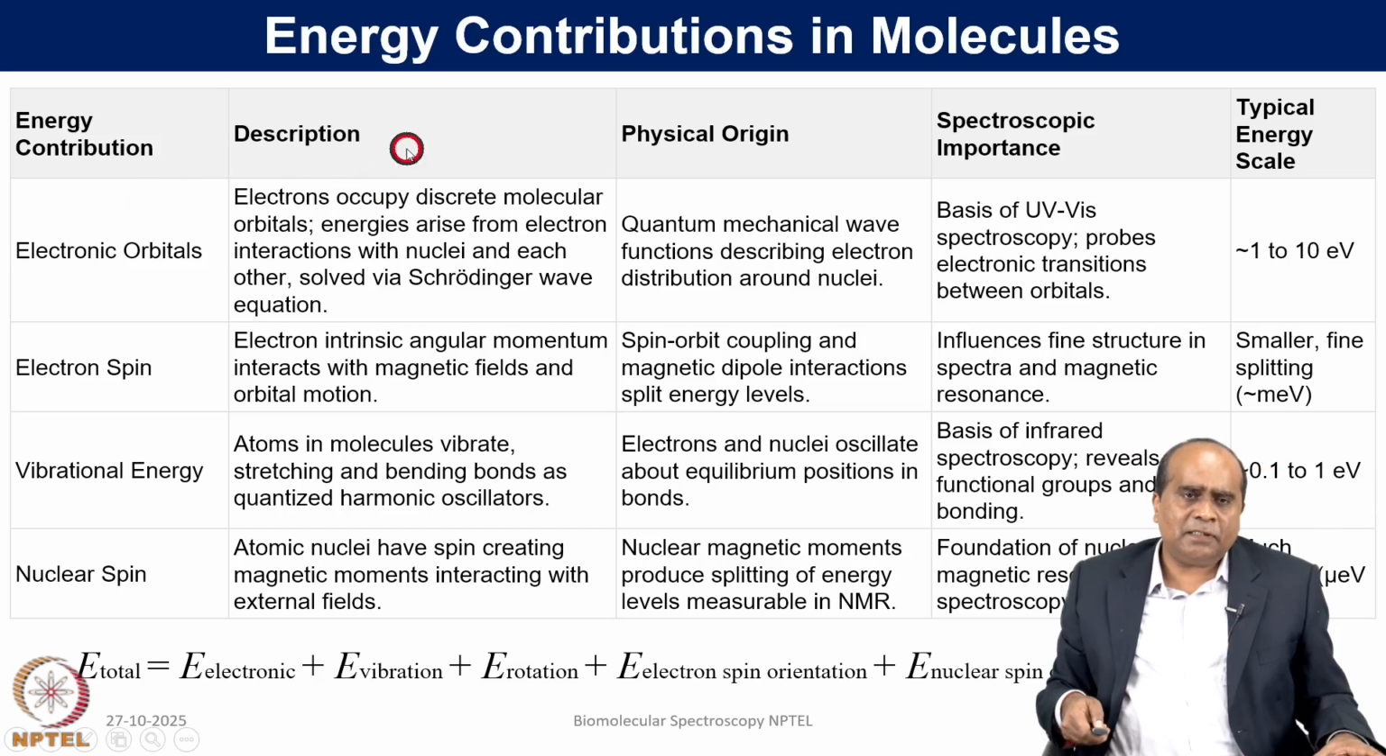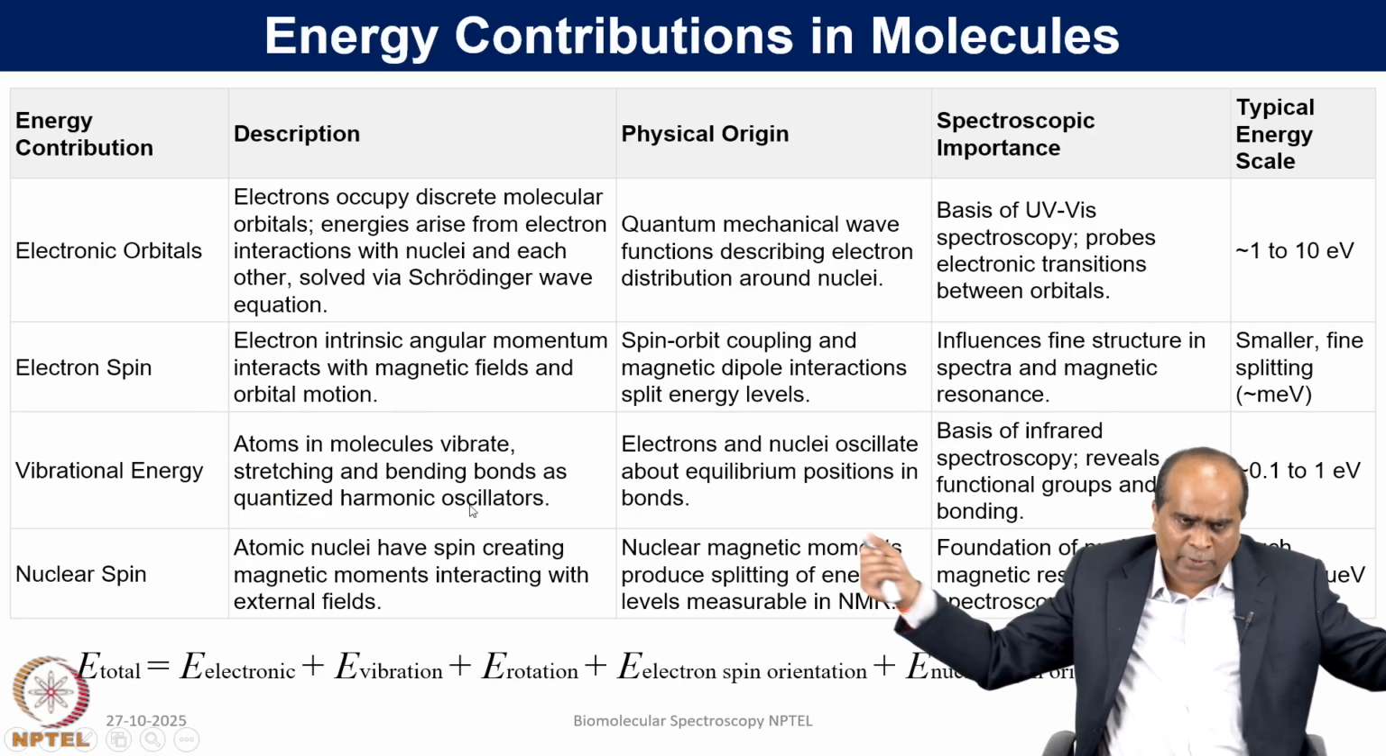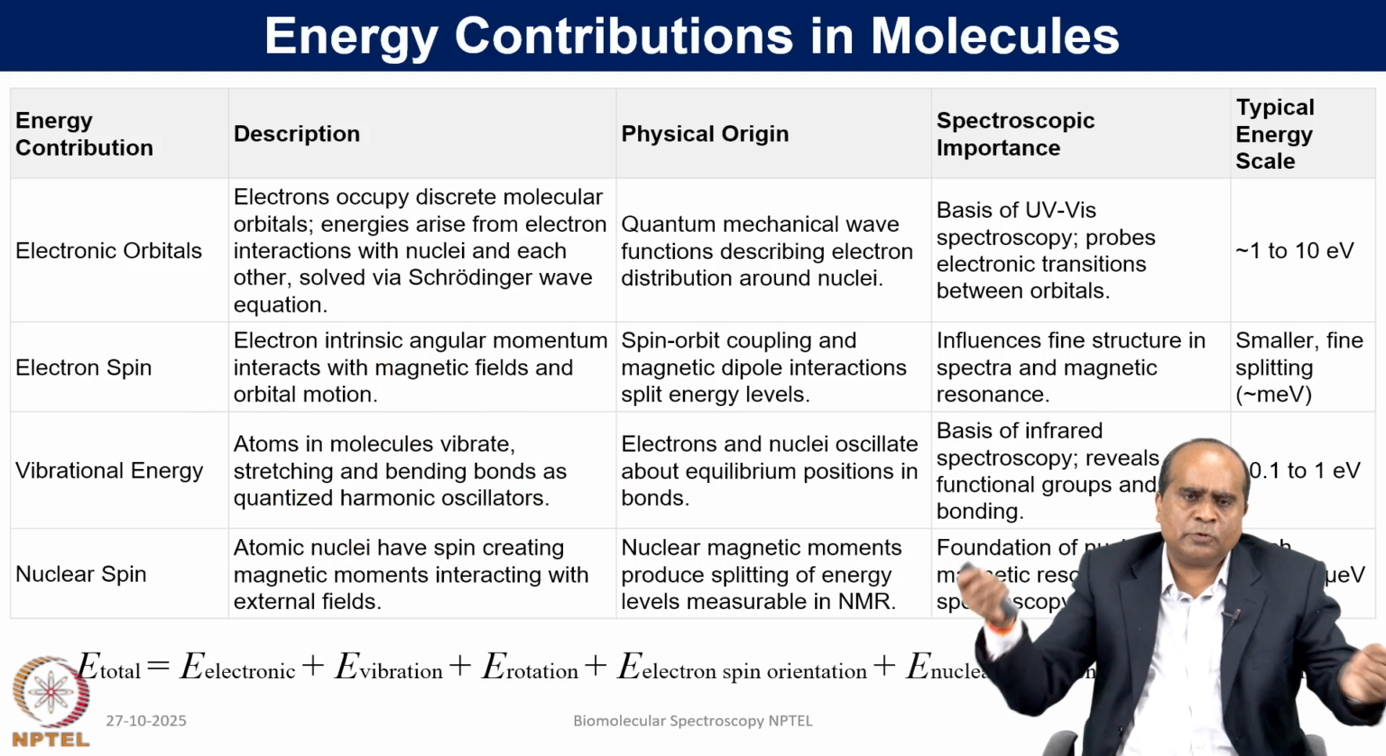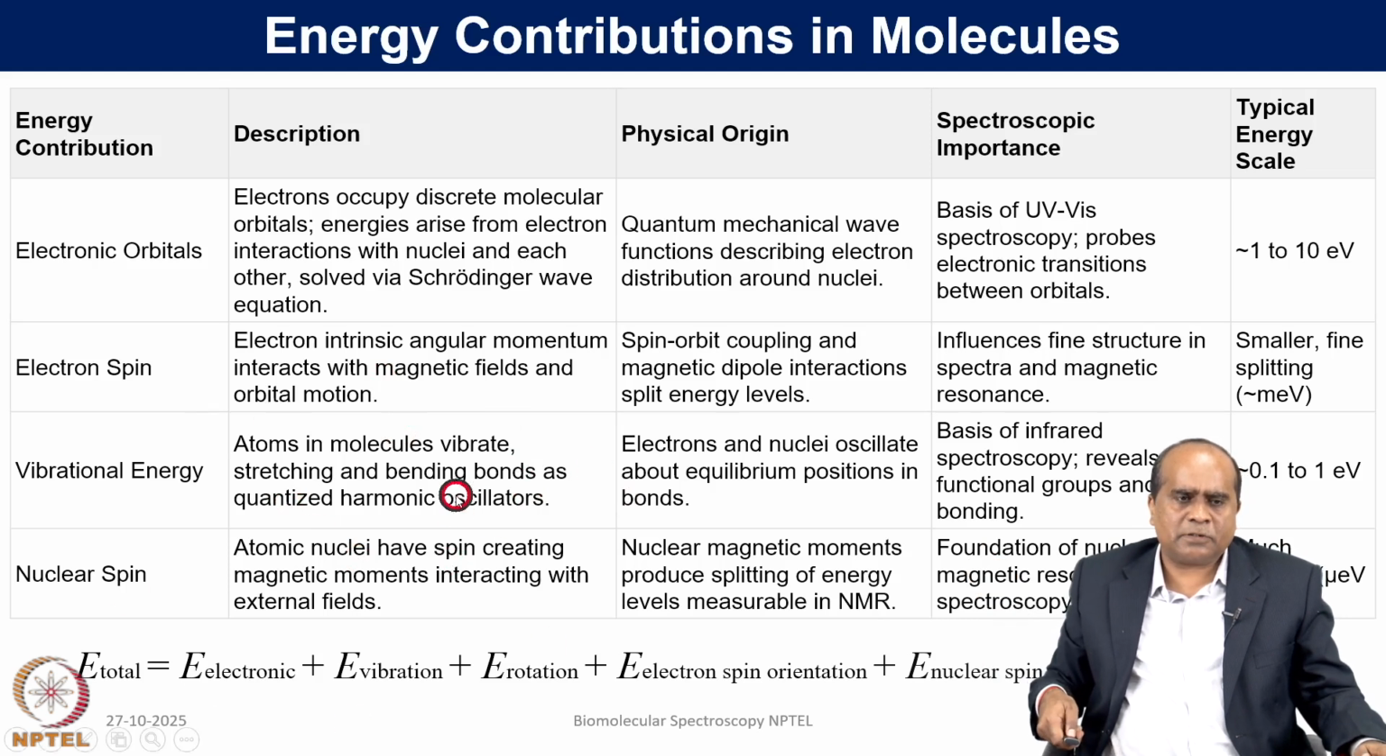Electronic orbital: electrons occupy discrete molecular orbitals, and energy arises from electron interaction with nuclei and with each other, solved by the Schrodinger wave equation. Then electronic spin is basically electronic angular momentum that we looked at. Vibrational spectroscopy, as we discussed, the molecule vibrates, bond stretching, bond bending, this kind of motion. So, it is a quantized harmonic oscillator. And nuclear spin: atomic nuclei have a spin creating a magnetic moment, that is done in NMR spectroscopy, and that is what we study, the nuclear spin.